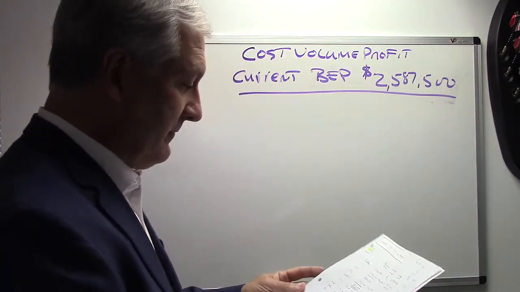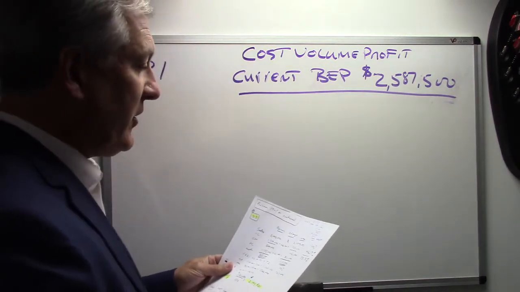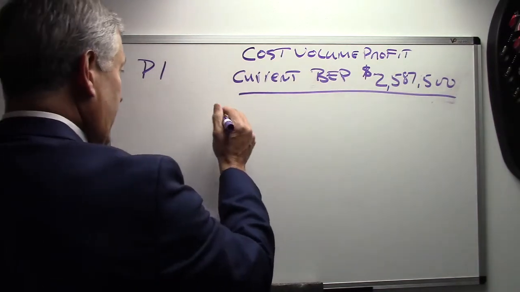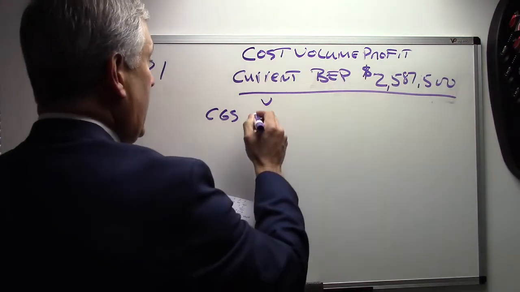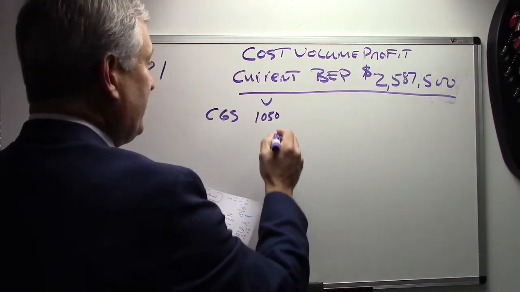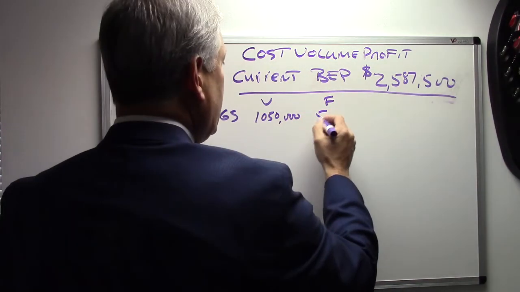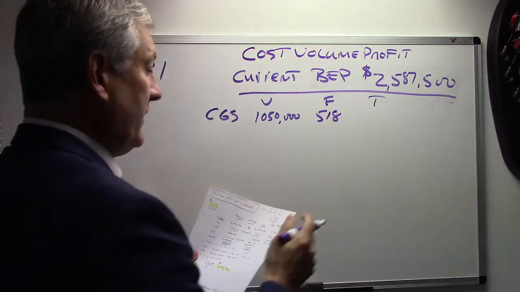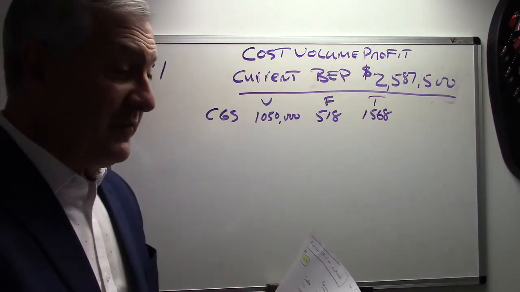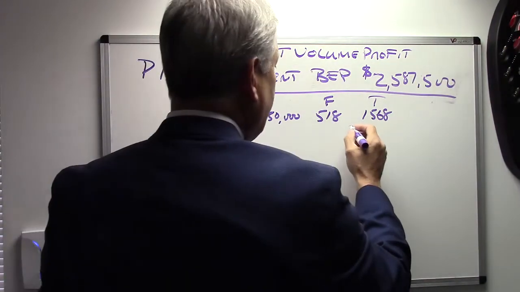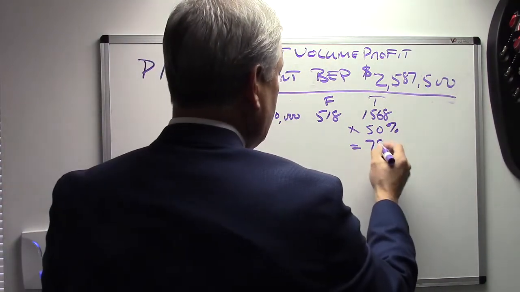So let's take a look at that one. Item 3. So let's take a look at where fixed costs are, our cost of goods sold is now. So we have cost of goods sold. You've got variable at $1,050,000. You've got fixed at $518,000 for a total of $1,568,000. So it's going to be 50-50. So 50% is going to be $784,000.